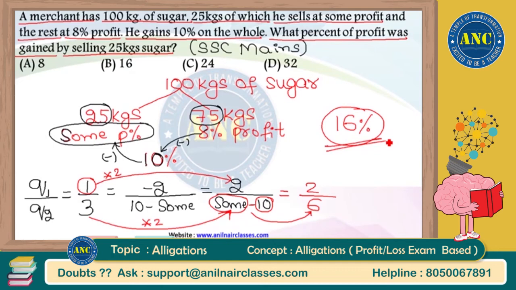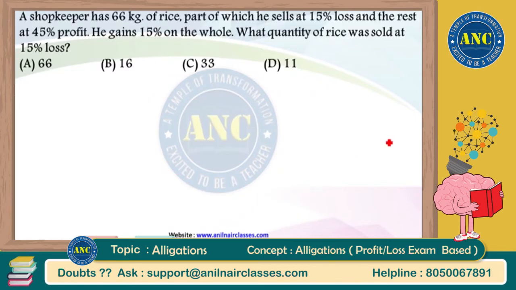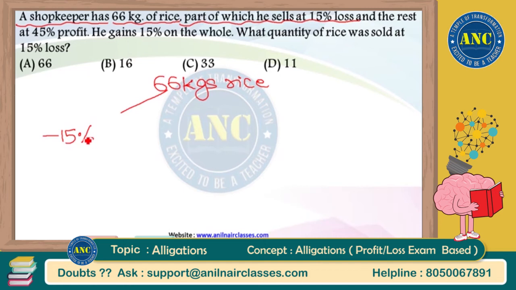Let me explain one more question. I will definitely take two similar kinds of questions wherever required, so that you will not find it difficult. Now see here, your question is, a shopkeeper has 66 kgs of rice. Total kgs of rice the shopkeeper has is 66 kgs. Part of which he sells at 15% loss. Because it is a loss, I am putting a negative sign. And the remaining at 45% profit.